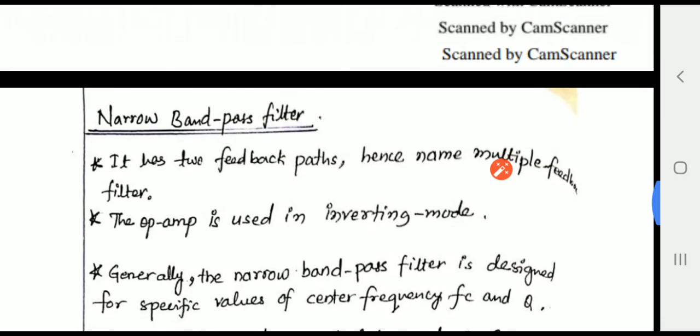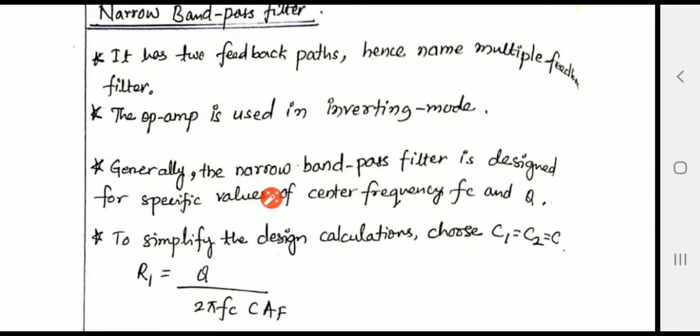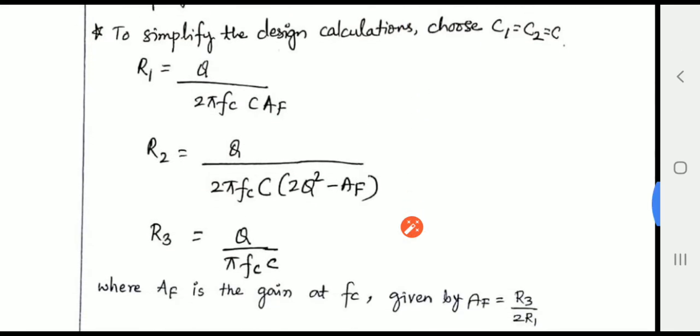Another important thing, here the narrow band pass filter is designed for specific values of center frequency Fc and the quality factor Q. It only passes those frequency components which are close or near to the center frequency, and the remaining frequency components of the input are eliminated from the circuit. The next thing, in this circuit you have to design certain resistors and capacitors, which are the elements connected in the circuit.